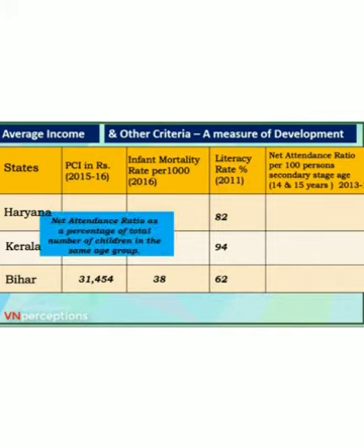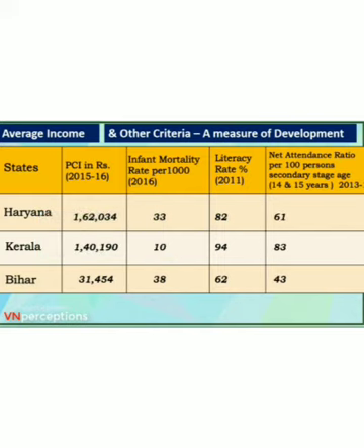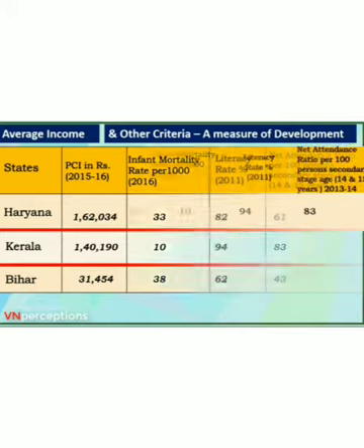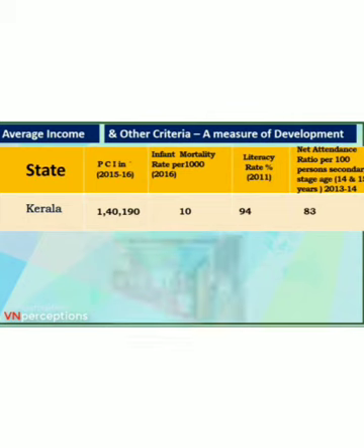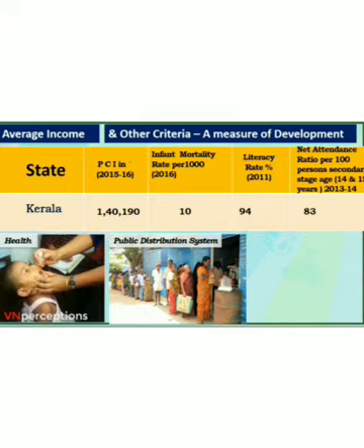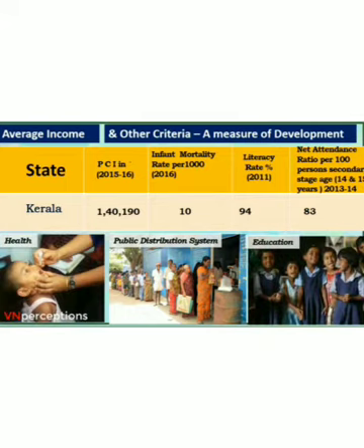So what do we understand? Kerala is better in all other areas. Only in per capita income is Haryana better. So this tells us that the people in Kerala are happy. Why are they happy? Because in Kerala, the public distribution system is good. Everyone is getting it. Second, people are healthy, and the education system in Kerala is better than other states. So that's why the numbers are better. The health facilities are better, the public distribution system is better, and education is better in Kerala.